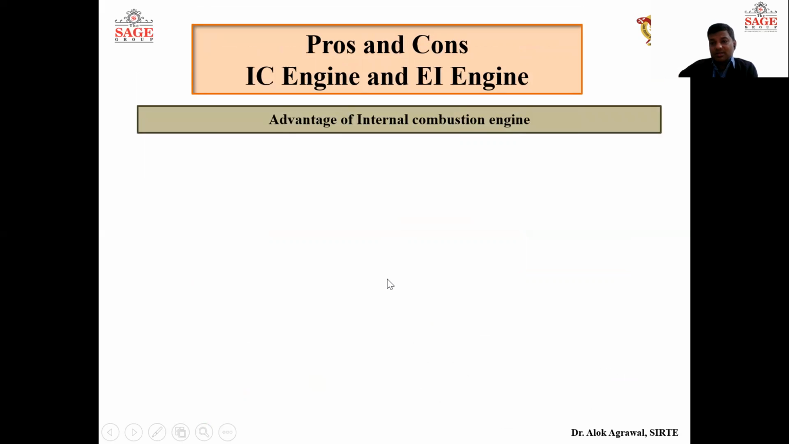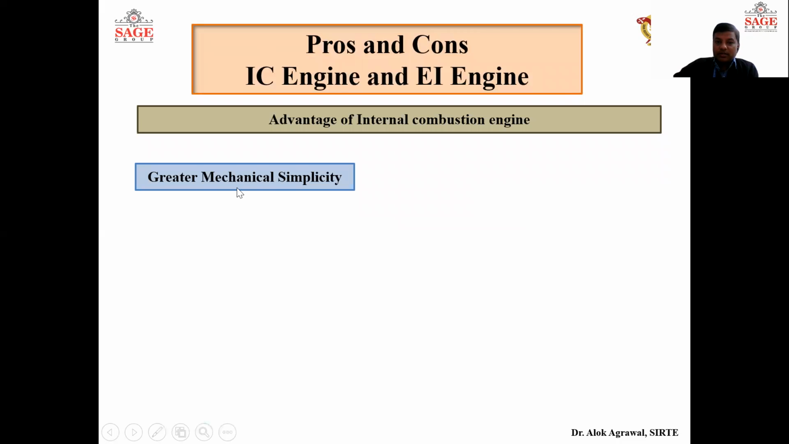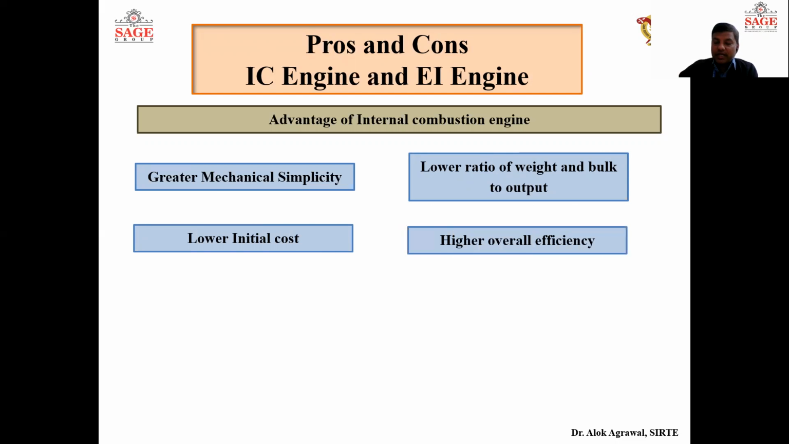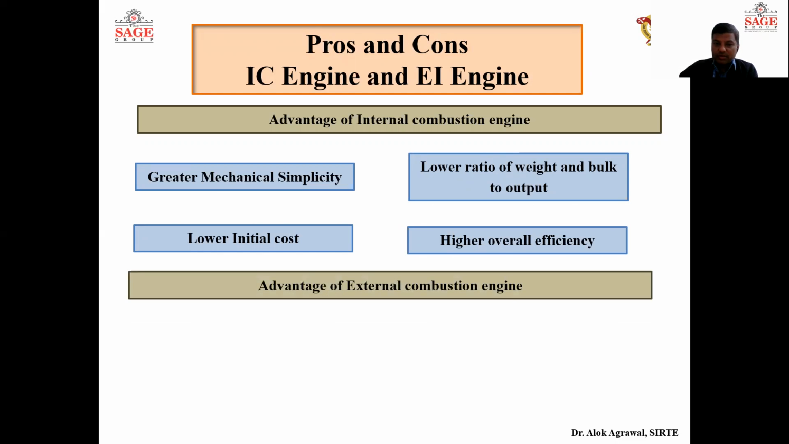Now, what are the advantages and disadvantages of both the engines? Both the engines exist, so there must be some advantages and disadvantages of both. The advantage is that the internal combustion engine has greater mechanical simplicity. It has a lower ratio of weight to output, meaning in a small weight it creates a large output. Its initial cost is less and it has higher overall efficiency. So these are the advantages of the internal combustion engine.